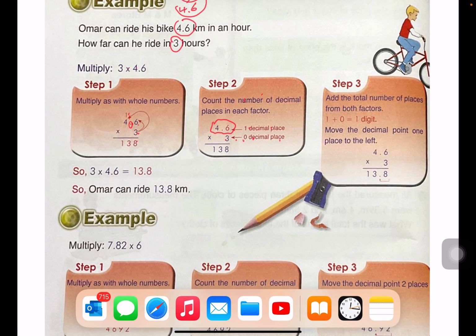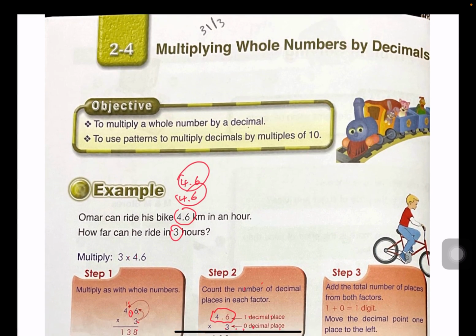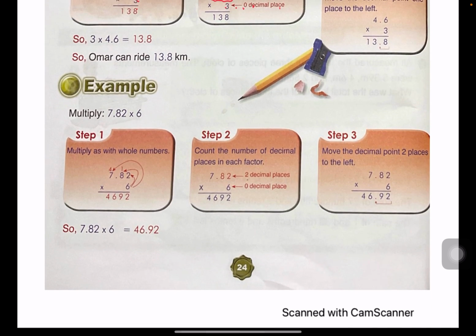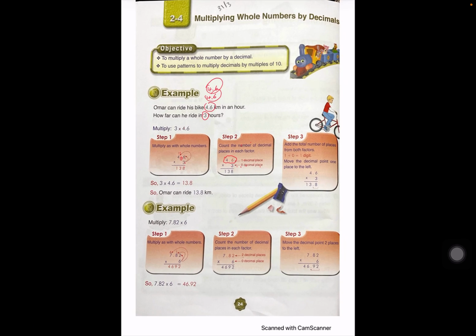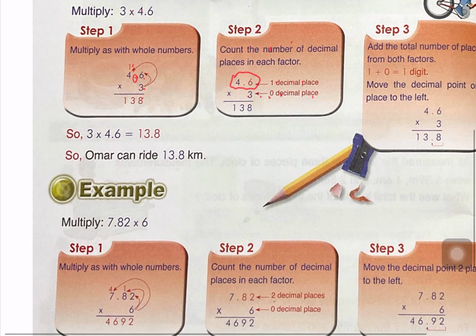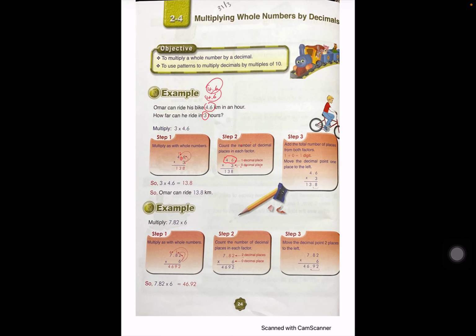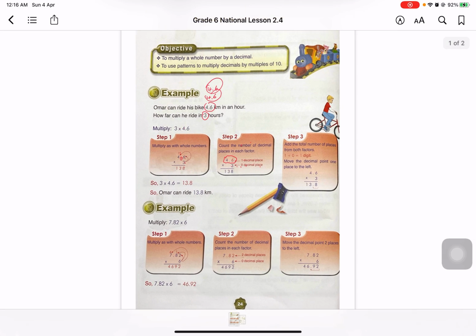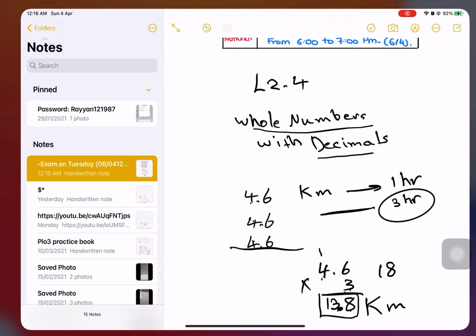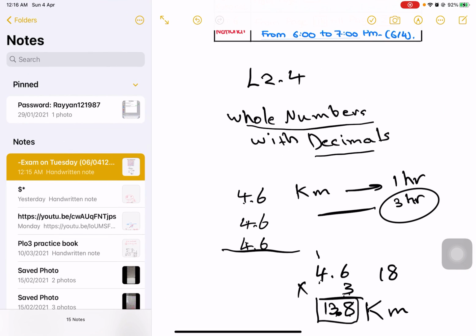Now let's do this question. They said multiply 7.82 by 6. If you notice that my decimal is after 2 places. At the beginning, multiply as if there is no decimal. Let's go to the notes and see how I can solve it.